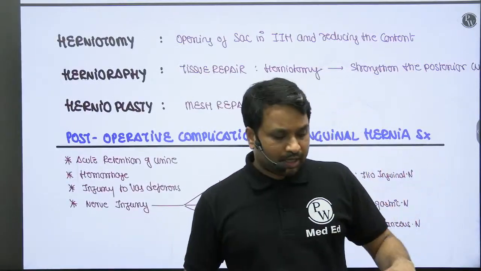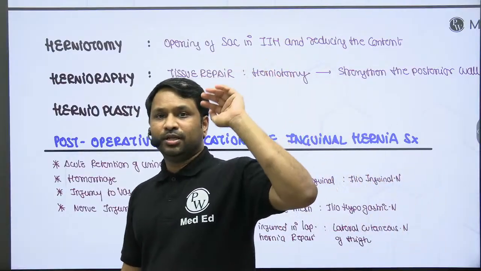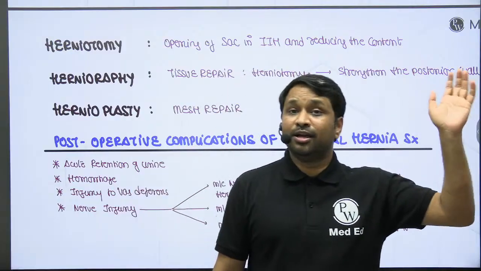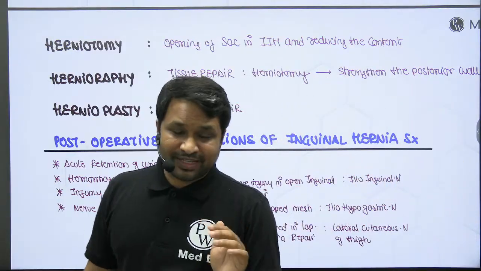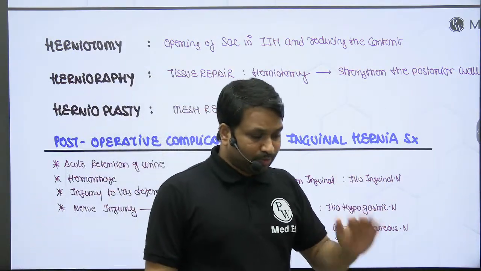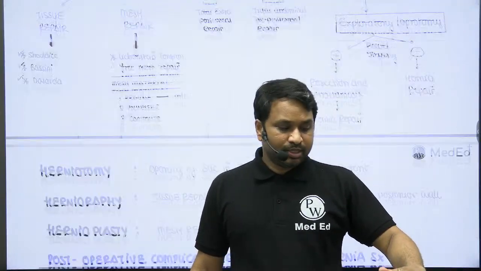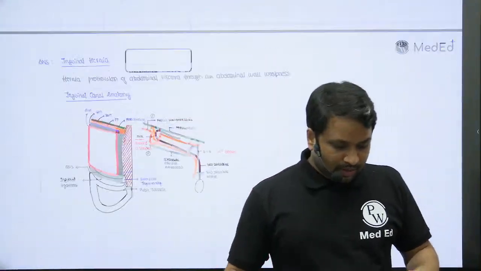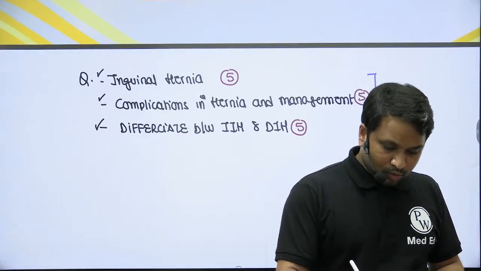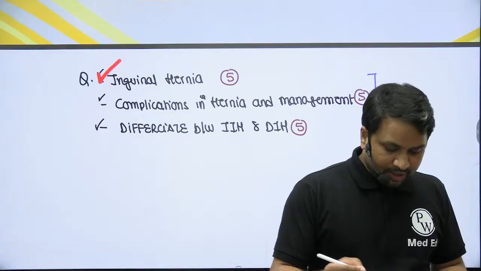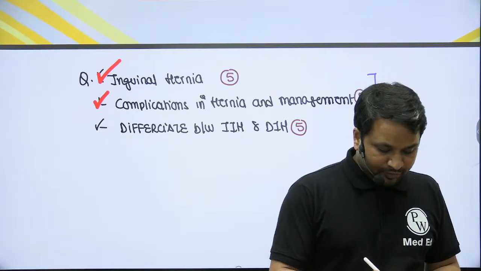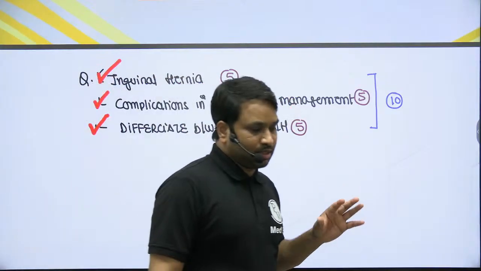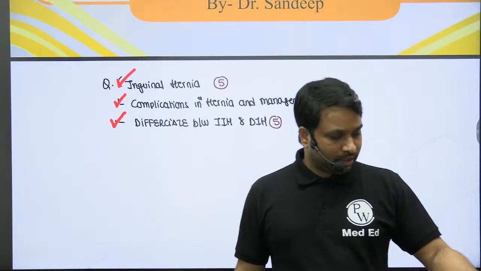So we started our answer of the inguinal hernia with the definition. Then we spoke about the inguinal canal anatomy. Then we spoke about the difference between direct and indirect inguinal hernia. Then we spoke about the clinical presentation, investigation, surgical management, approach, and post-operative complications, right? So this is how you're going to write your answers for inguinal hernia. Did we cover all the points that we intended to? We did. Complications in hernia and management, we did. The difference between indirect and direct inguinal hernia, we did. So this is what you should know in the context of inguinal hernia.